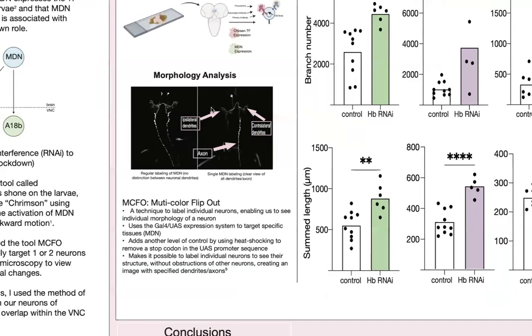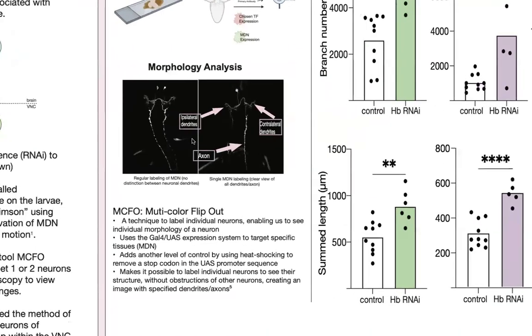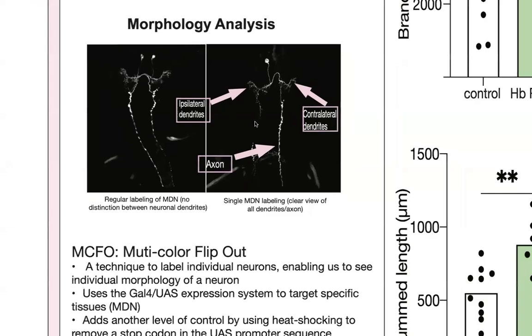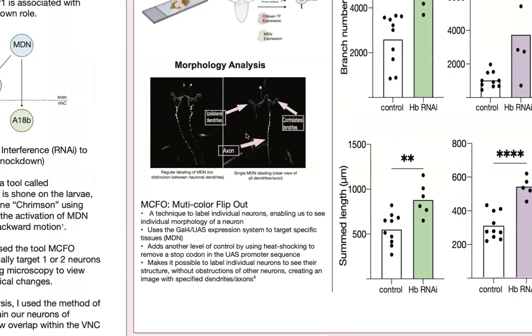Because with regular labeling of MDN, these are actually like four neurons. It could be actually eight, but there is no distinction between the dendrites as you can see here. So imagine like four of these overlapping each other. We can't really see if there's any morphological changes happening. So MCFO gives us that ability to see it.